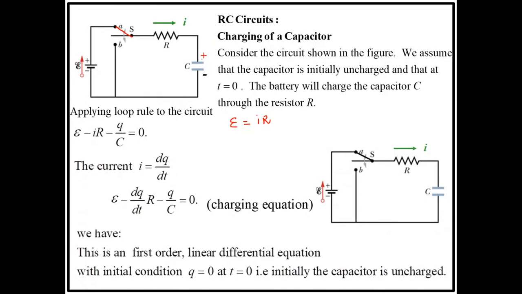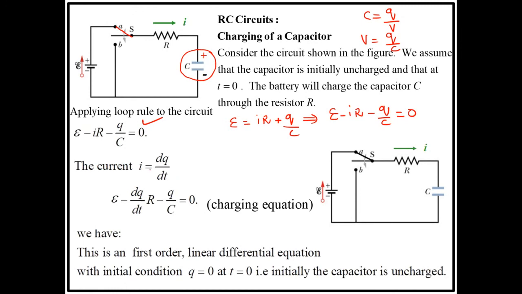What is the voltage across this capacitor? Recall the capacitance of the capacitor: C is equal to Q over V. Therefore, my voltage is equal to Q over C. So the voltage across the capacitor is Q over C. If you move these two terms to the left hand side, you get EMF minus I multiplied by R minus Q over C equal to 0. You got this equation. Am I right?